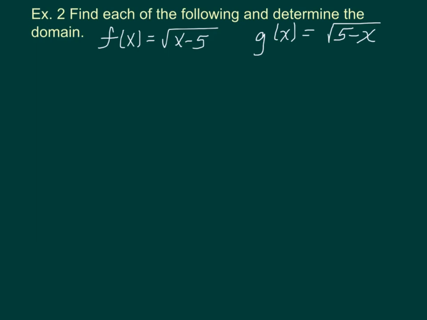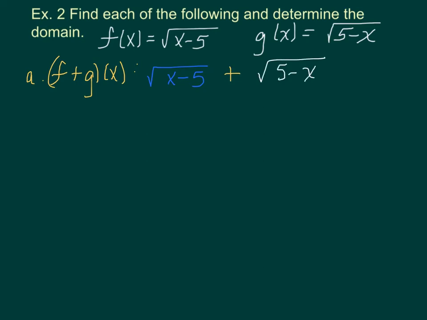So the first operation will be addition. And like I said before, you're going to try to combine like terms, but we may not be able to. So you're taking square root of x minus 5, and you're going to add square root of 5 minus x. Well, there's nothing we can really do with this, so that's as far as we can go.